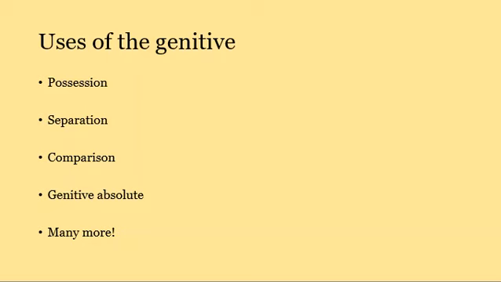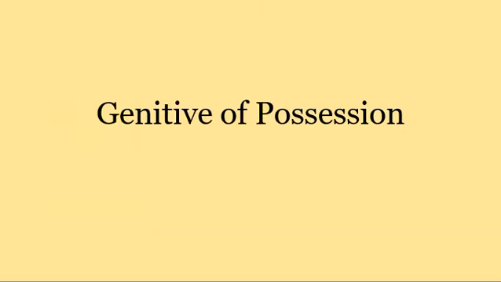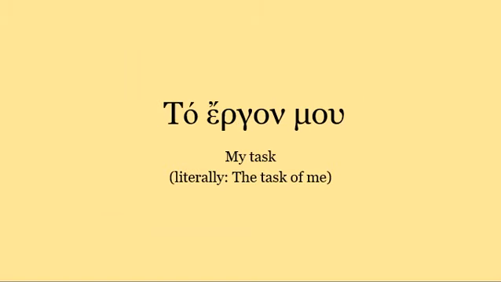So first, we're going to look at one very basic usage, and it is the one at the top of the list there, the genitive of possession. So we have this little phrase, and as you can see, I put ergon back in the nominative. To ergon, but I've added this little word mou. And this word mou, it's a personal pronoun, first person singular. So in English, you can think of the words I or me, but mou here is in the genitive.